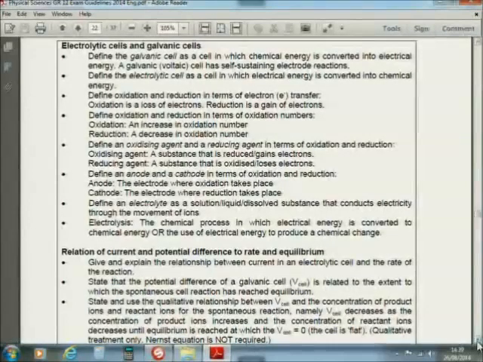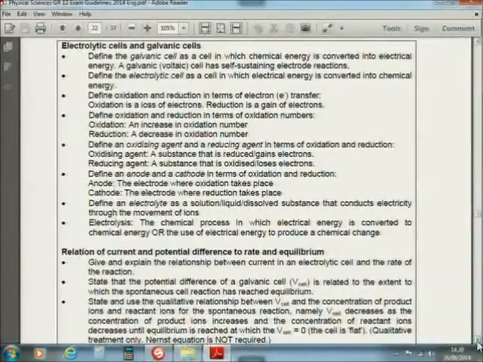Then you must be able to define oxidation and reduction in terms of electron transfer, where we define oxidation as loss of electrons and reduction as gaining of electrons. Later I will show you how to remind yourself about the two. And then from the definition, you must also be able to identify your oxidizing agent and your reducing agent, and also use the grade 11 information in terms of defining oxidation and reduction in terms of the oxidation number.